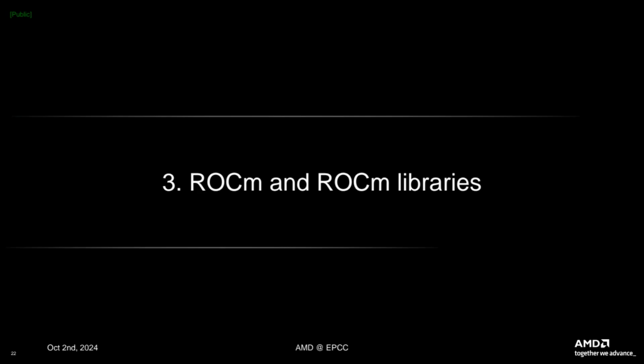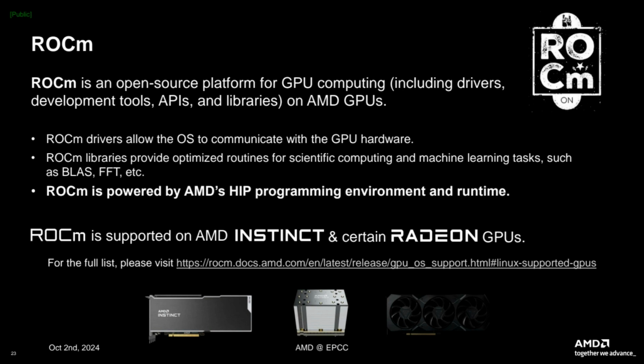Okay, so next, let's take a look at ROCm for a second. ROCm is an open source platform for GPU computing, and it's basically what is used down the HIP layer to work on AMD GPUs. It's powered by the AMD HIP programming environment and runtime, and offers a wide variety of optimized libraries for GPU computing.